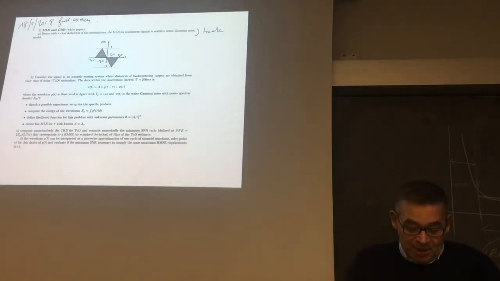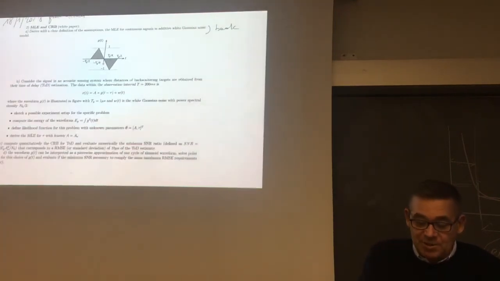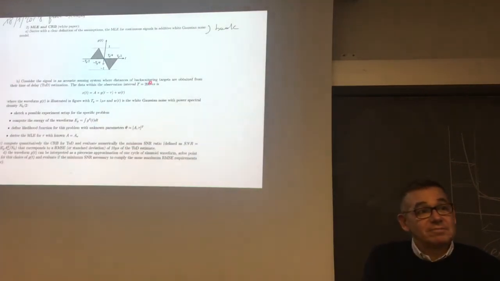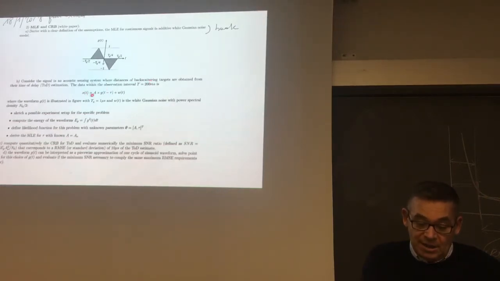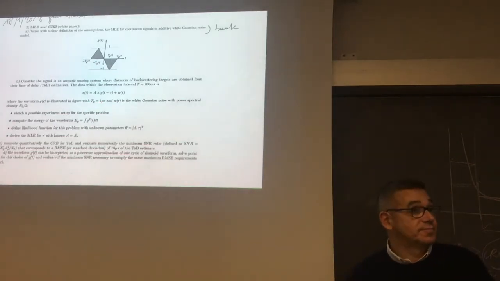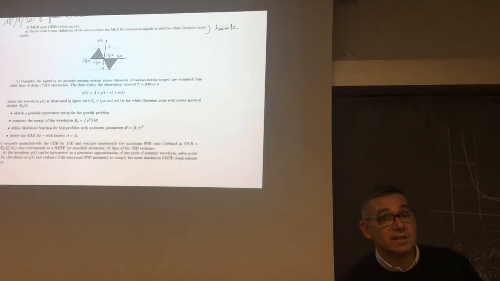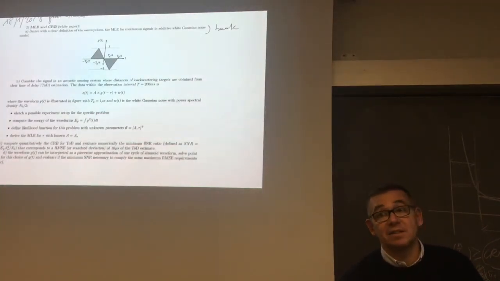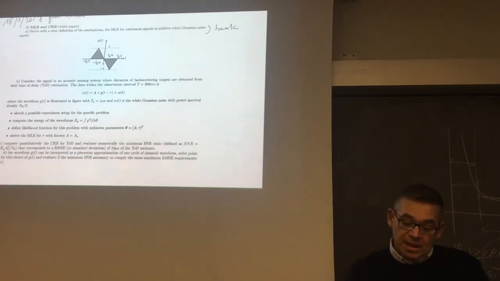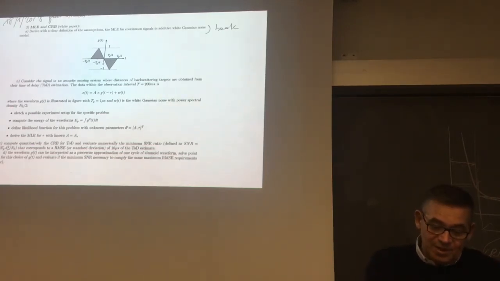Anyway, so consider this acoustic system. The data is within an observation interval of 200 milliseconds. The signal is A g(t minus tau) plus w(t), where the waveform g(t) is illustrated in the figure with Tg equal to 1 microsecond, which is 1 megahertz, so it's a very high frequency. w(t) is white noise with power spectral density N0 divided by 2. Sketch a possible experiment for that.